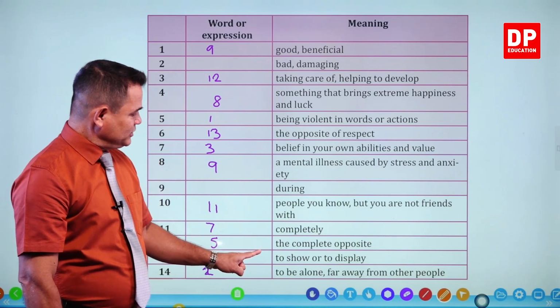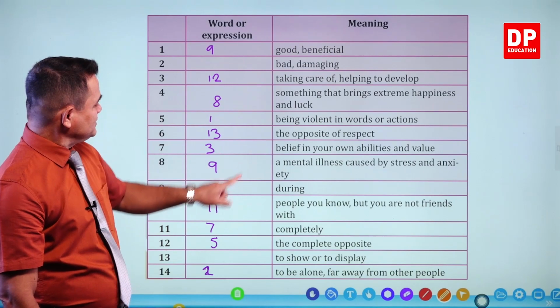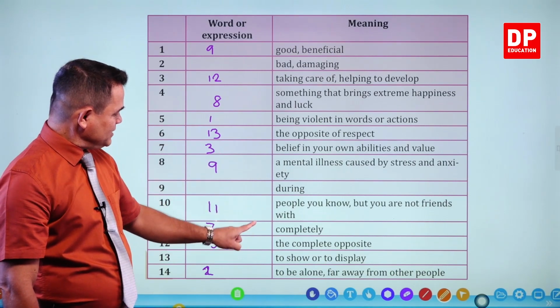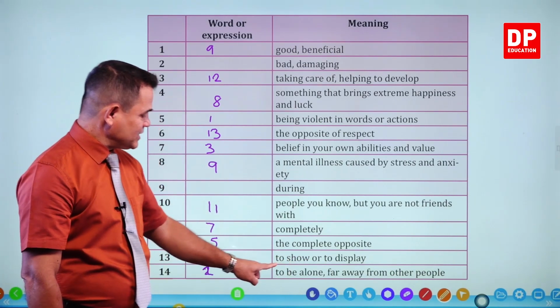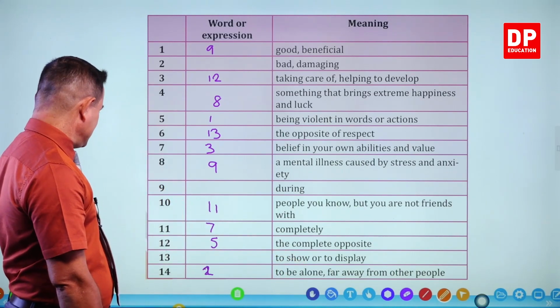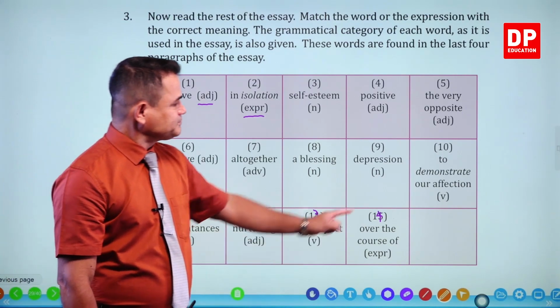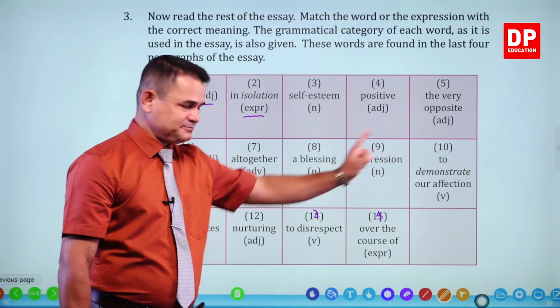To damaging and during and to show. Here, look, one word is remaining, so then you can easily get that word: to show, to demonstrate, number 10.